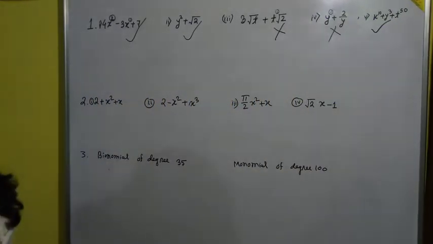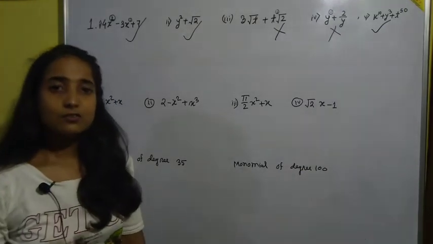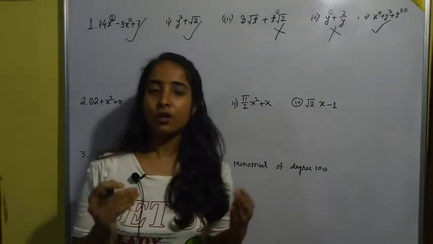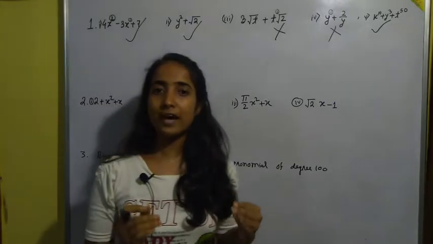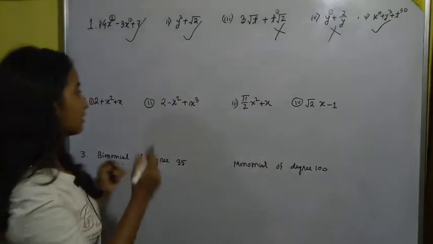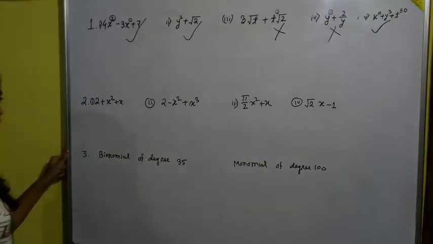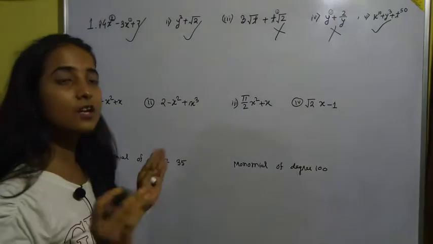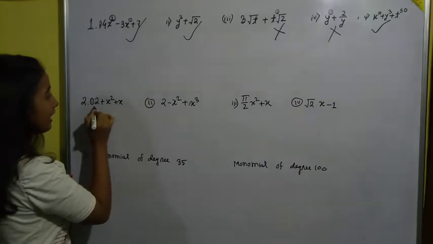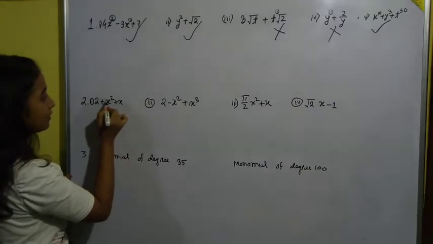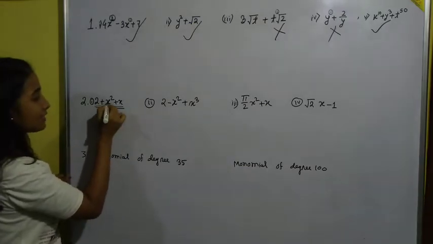See carefully. Now, in the second question, there are 3 polynomials given and you have to find the coefficient of x square. In the given polynomials, you have to find the coefficient of x square. Now here x square is present, therefore the coefficient of x square is, see this polynomial, 2 plus x square plus x.